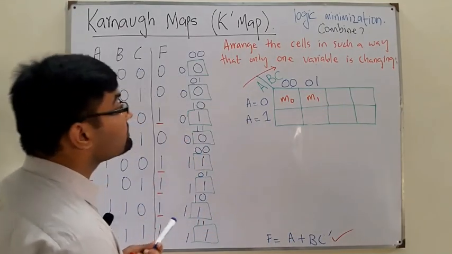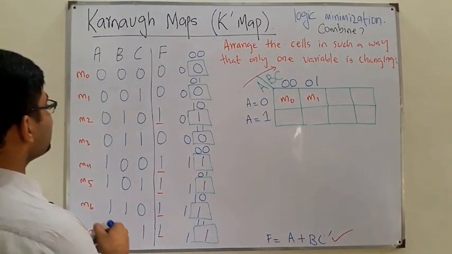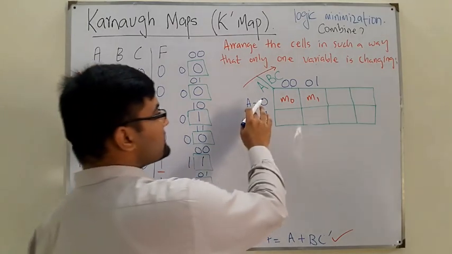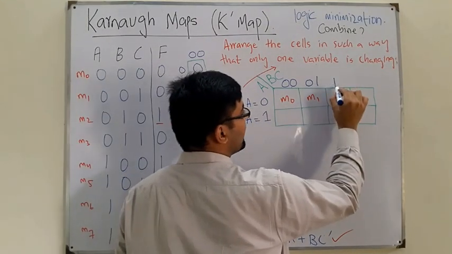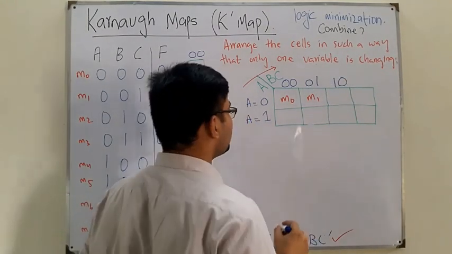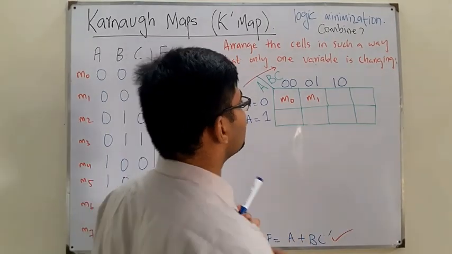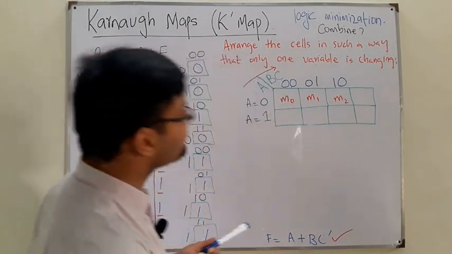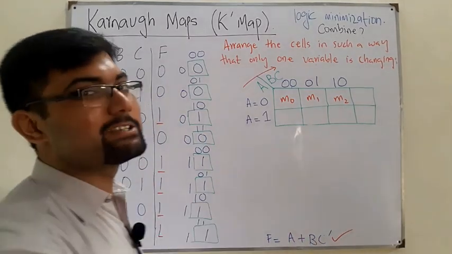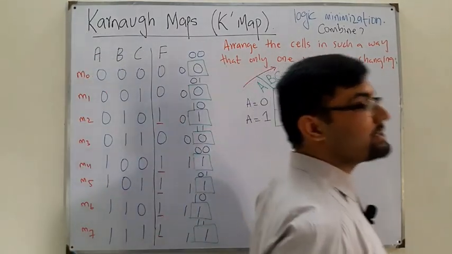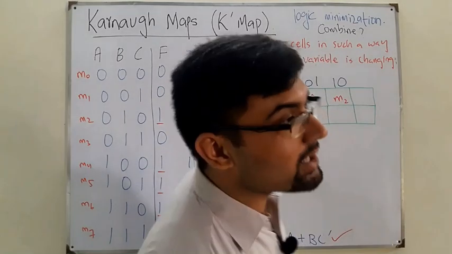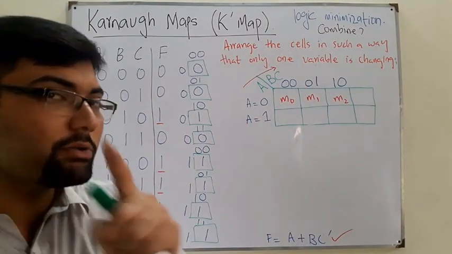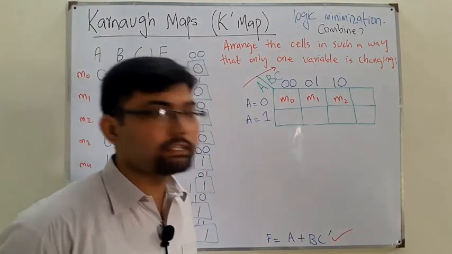All right. Now the next is 0, 1, 0. So A is a 0 and B is 1 and C is a 0. So this becomes your M2. All right. No, this is not right. Okay. You don't have to agree to everything. The problem. What's the problem? Can anybody of you figure out? You didn't figure it out.